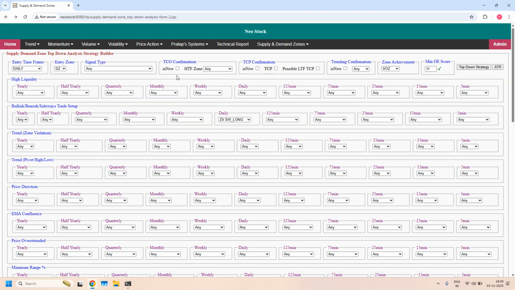Next, sideways short trade setup, daily supply zone, sideways short: no stocks. Next, bullish trade setup, monthly income trade, daily demand zone, bullish, minimum order enhanced score 12.